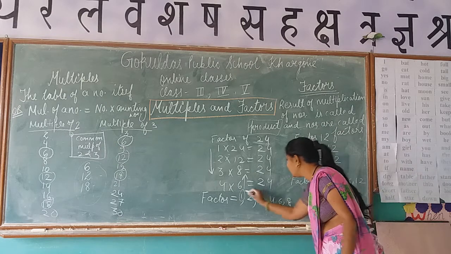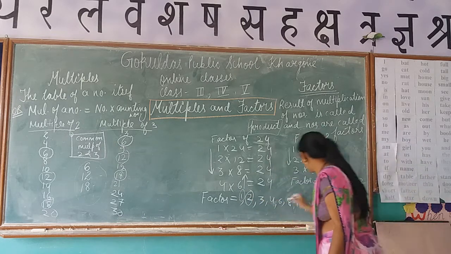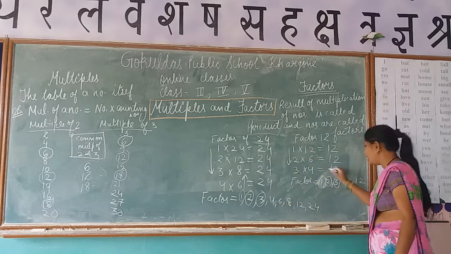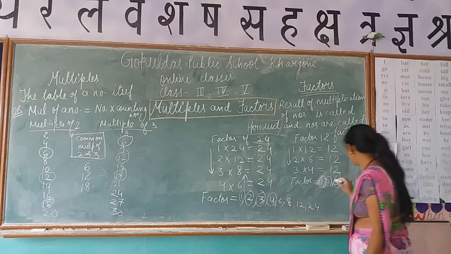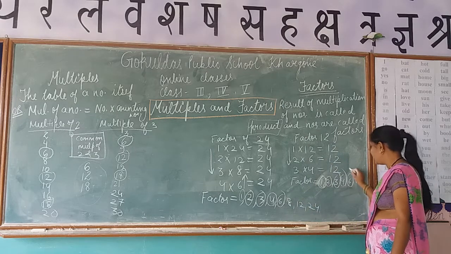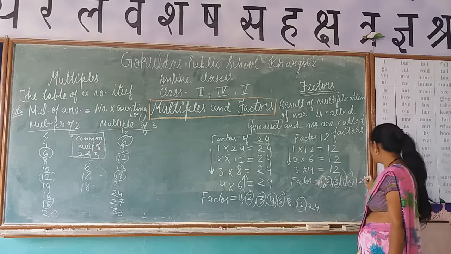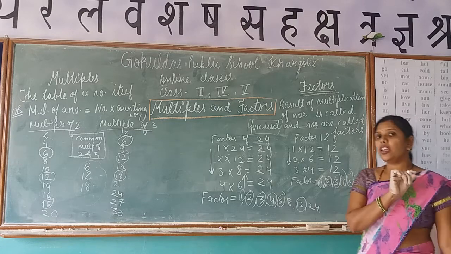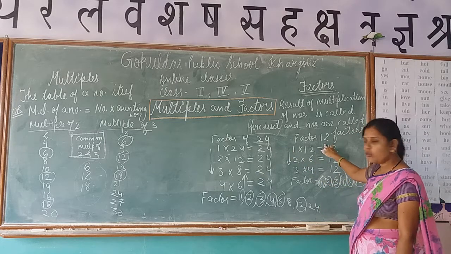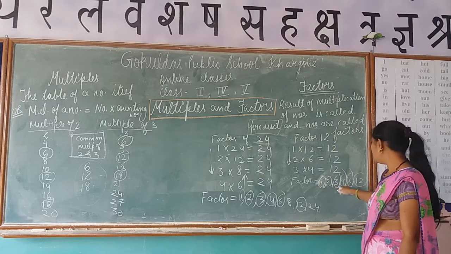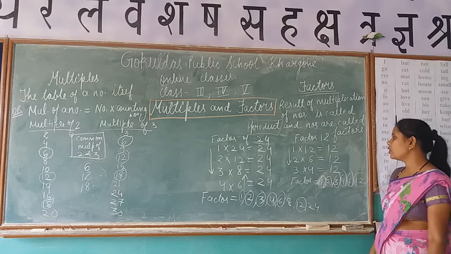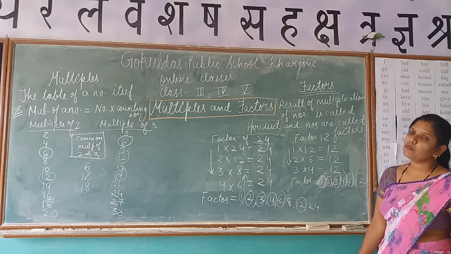1 is there, 1 is there. Then 2 is here, again 2 is here. 3 is here, again 3 is here. Then 4 is here, again 4 is here. 6 is here, again 6 is here. 12 is here, again 12 is here. So there are so many common factors in 12 and 24: 1, 2, 3, 4, 6 and 12. All these numbers are the common factors of 12 and 24.